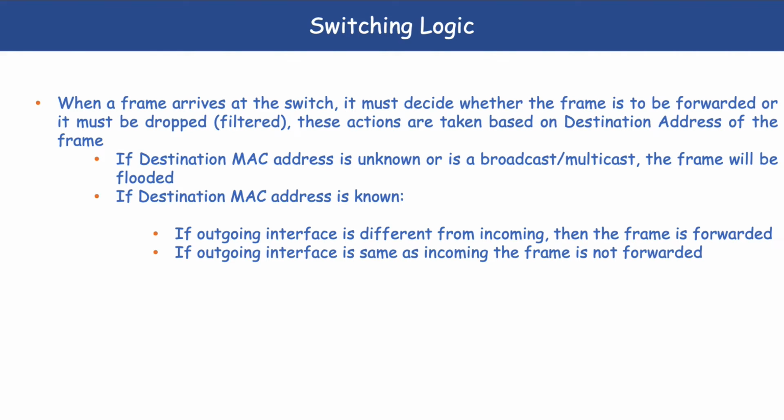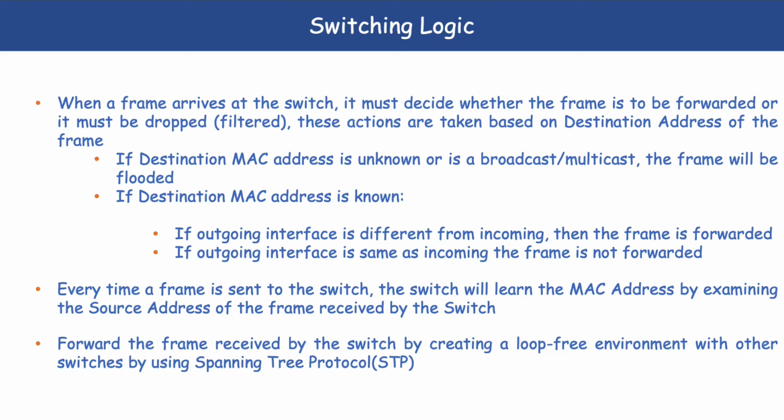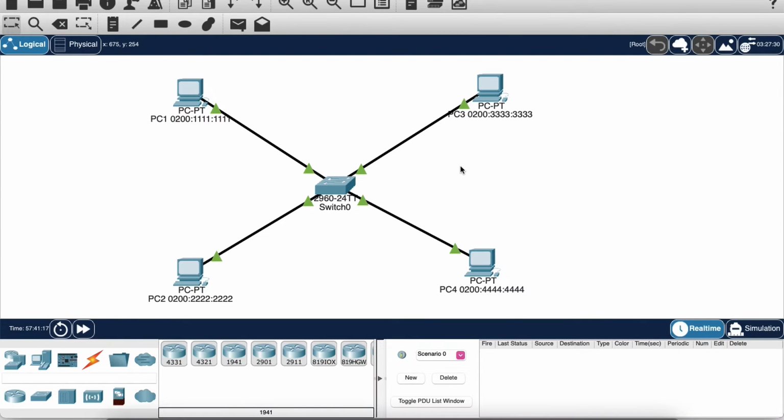Secondly, every time a frame is forwarded, the switch will examine the source MAC address, and if that MAC address is not in the table, it will register it in its table, that is the content addressable memory, and this information will be stored for when some other frame comes into the system which has to be forwarded to that particular MAC address. And the third and the last important point of the switching logic is that switches will create a loop-free environment with other switches using spanning tree protocol. So let's now come into our packet tracer and see all of this in action.